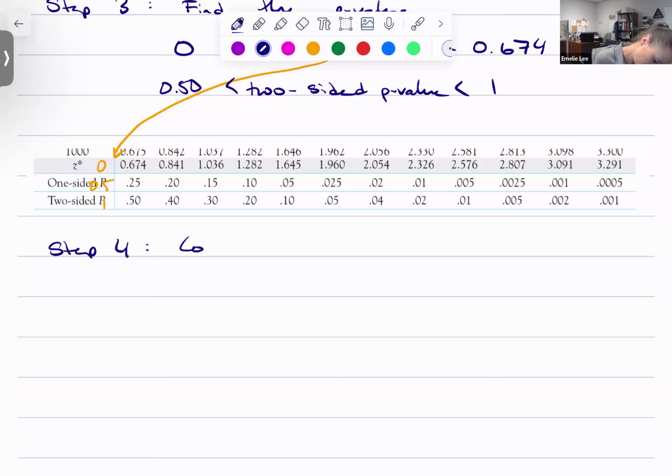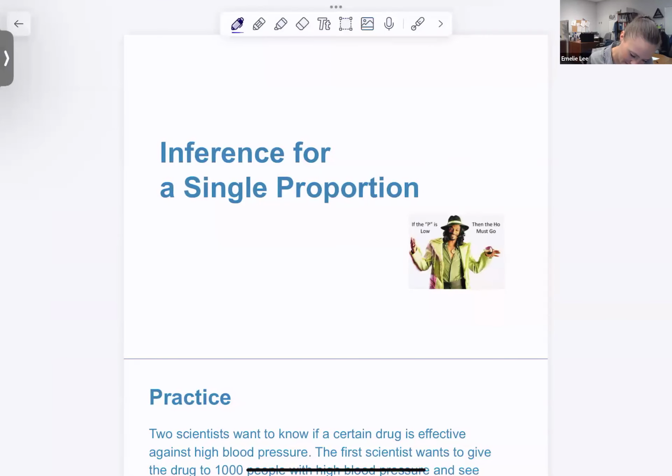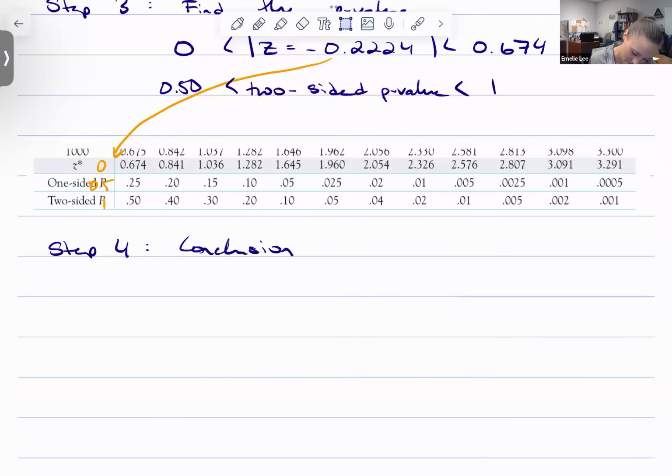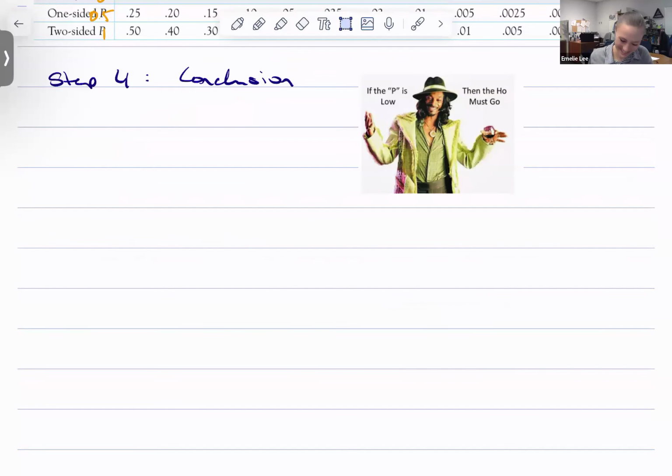So now for our conclusion, step 4 is the conclusion. And I want to bring this little guy in. Some call this little guy Snoop, to help us remember. It's a little risque, but it's helpful in remembering what your conclusion is. Come on. There he is.